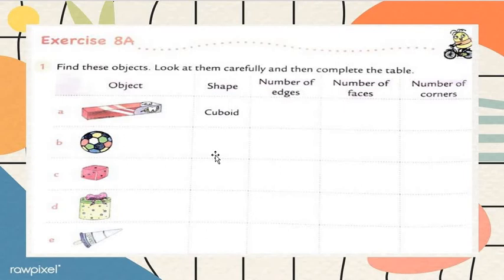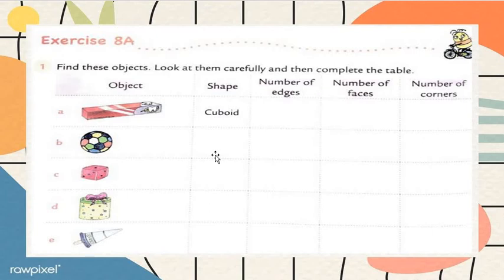Find these objects, look at them carefully and then complete the table. Again I repeat, look at them carefully and then complete the table. First is the object, then we have to write the shape here, then the number of edges, number of faces, number of corners. Got my point, my dear students?